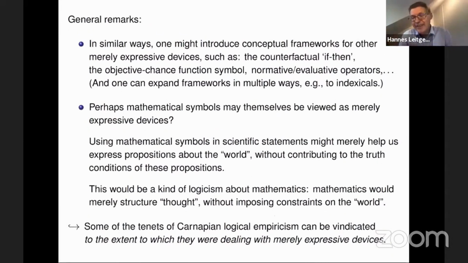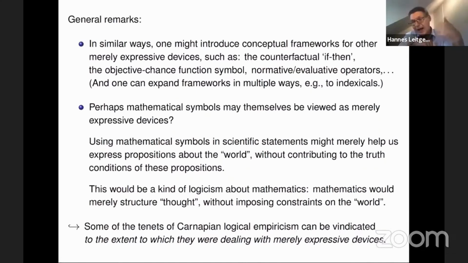Now, I've done the same thing for other things. So Tim, for example, is interested in counterfactuals, more interested in some sense than in metaphysical necessity. And you can do the same thing for the counterfactual if-then, and it becomes a merely expressive device. Or objective chance function symbols, normative operators. So that's something interesting maybe for meta-ethics and so on.